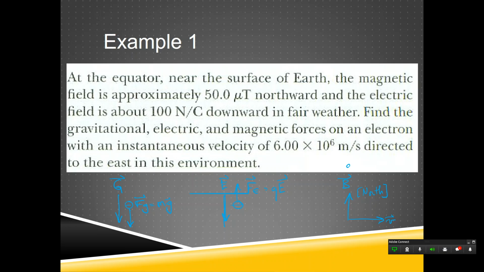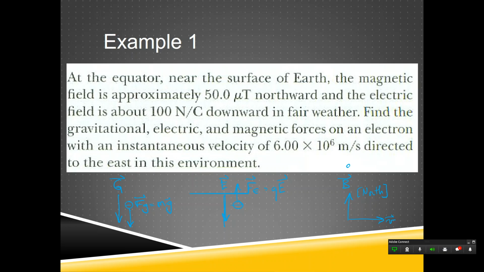And finally, what's my electron going to do in a magnetic field if it's traveling towards the right? Well, now we have to use an electron or a proton? Left hand or right hand? Left hand. So if I use the left hand rule, that's going to be the thumb. The thumb is going towards the right. The magnetic field is upwards. So where is my magnetic force? Into the board.